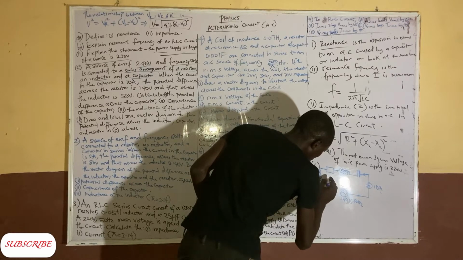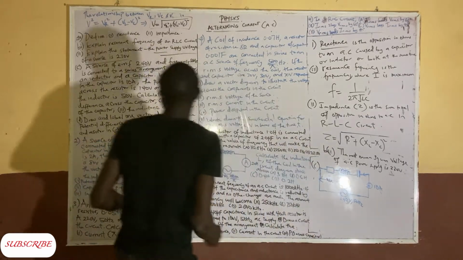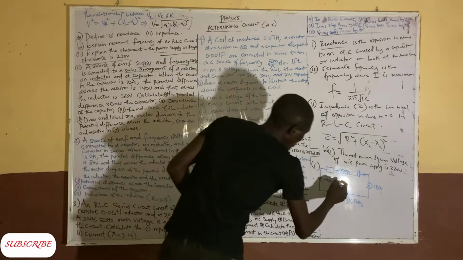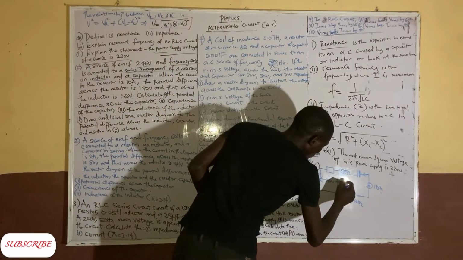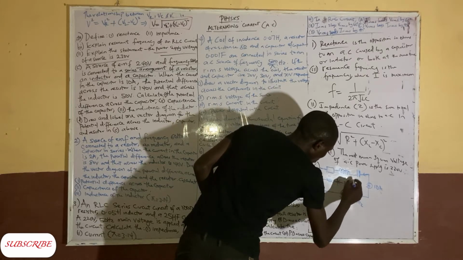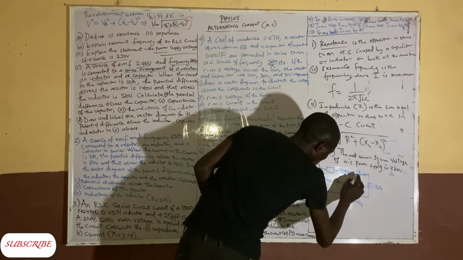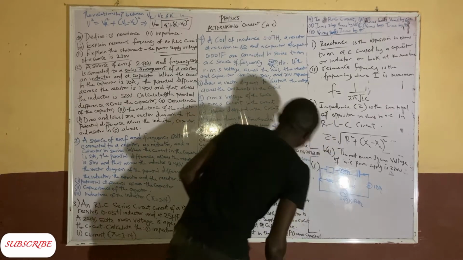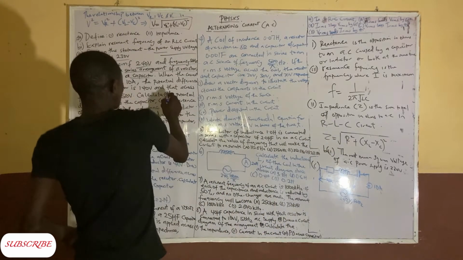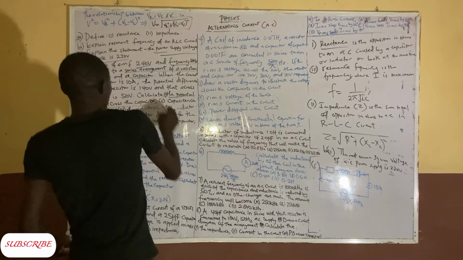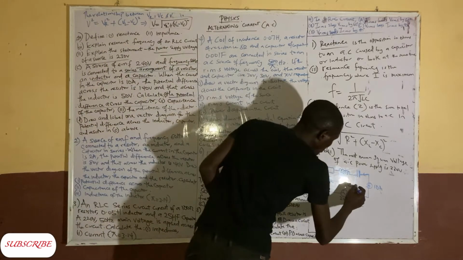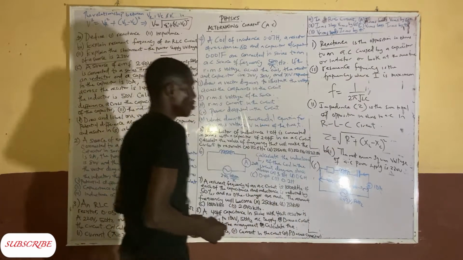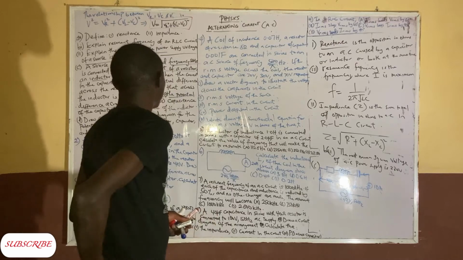Is 140 volts. And that across the inductor is 50 volts. Let's use the dash line. Now calculate the potential difference across the capacitor. Let's represent it with VC, which we don't know. So how do we go about it?